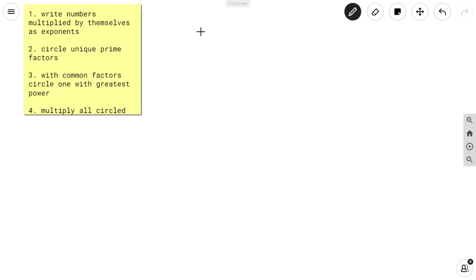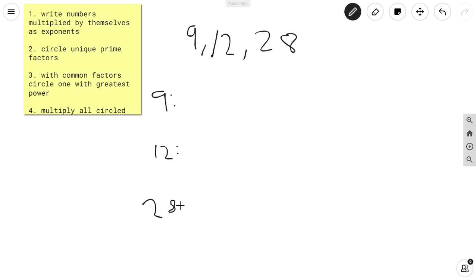So, for example, let's say you had 9, 12, and 28, and you had to find the least common multiple, right? The list method is going to take a while, so the best thing to do is prime factorization. I'll show you that right now. First 9. I'm just going to factor these out till they only have their prime factors.